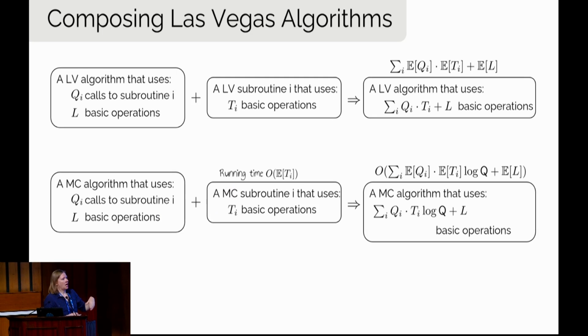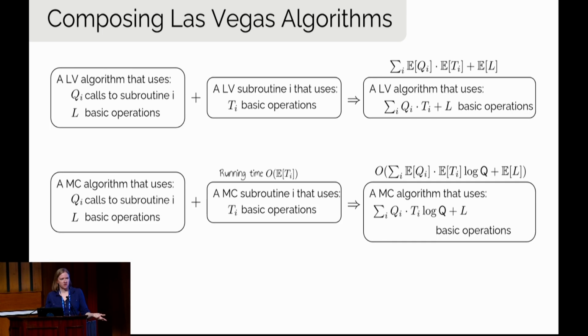So, for i ranging over some set, maybe you make qi calls to some subroutine that computes some different functionality, and you have a subroutine for that functionality that takes ti basic operations, and then we can get Las Vegas algorithms or Monte Carlo algorithms with these complexities that are, again, almost the same except for a log factor.